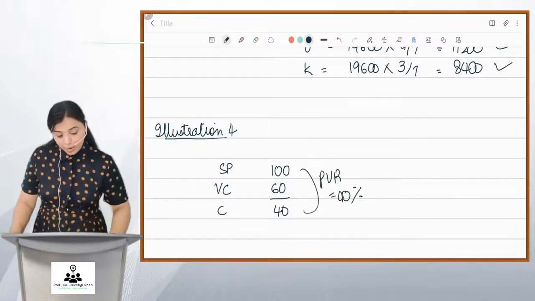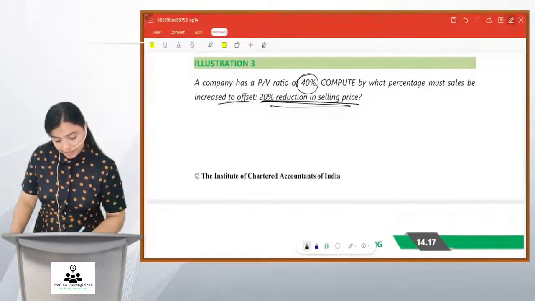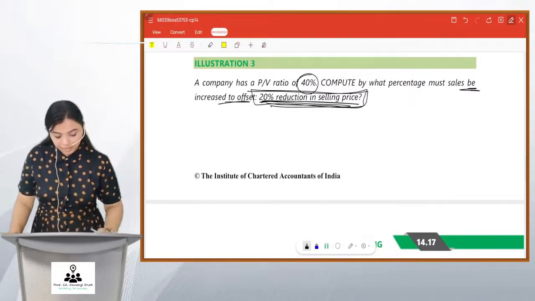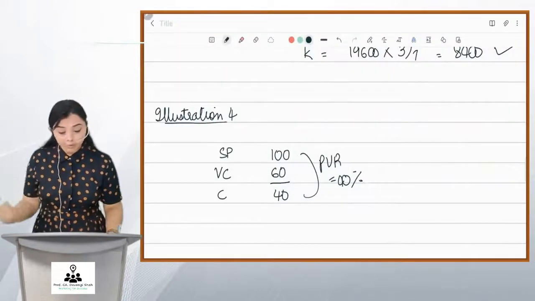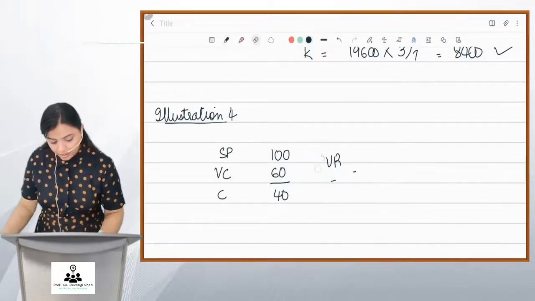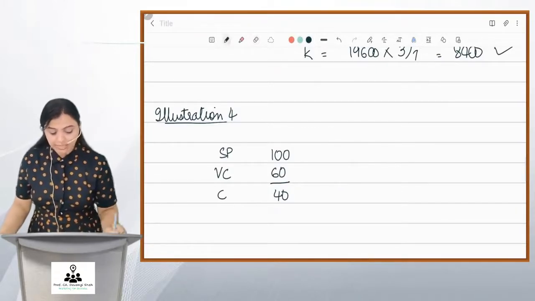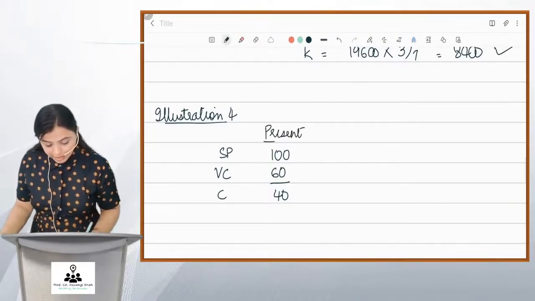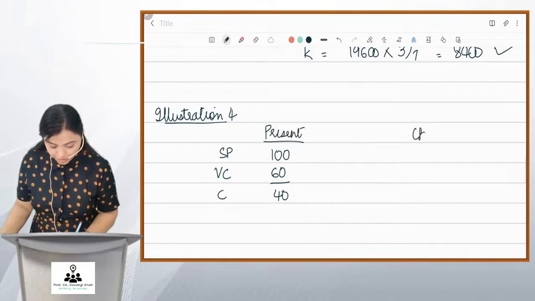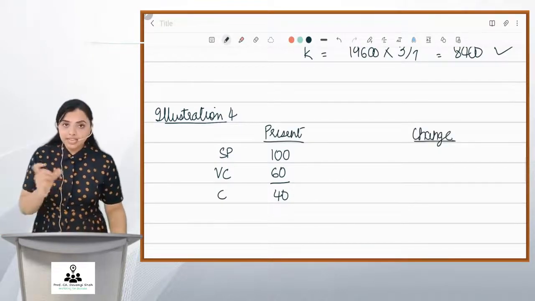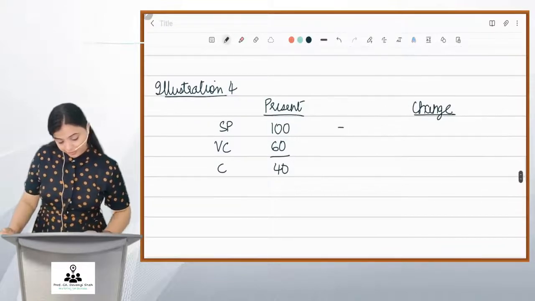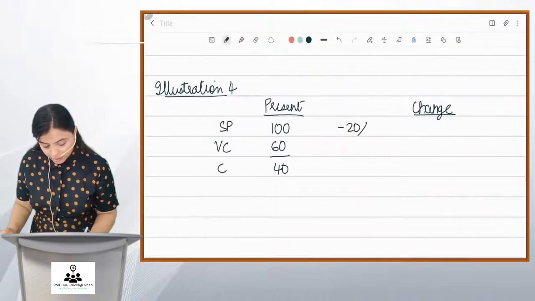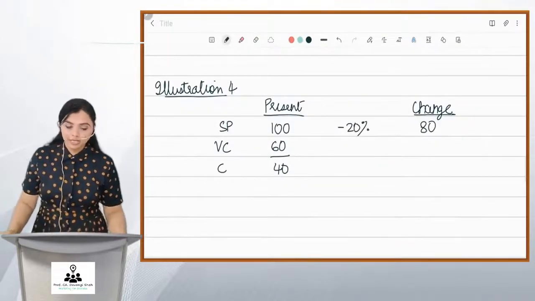Now what is going to change? Sales must be increased to offset 20% reduction in selling price. Our selling price is going to reduce by 20%. So what will change? Selling price is 100, variable cost 60, contribution 40. This is the present scenario. And the revised scenario will be this: your selling price will reduce by 20%, so it will become 80. Got it? It will become 80.